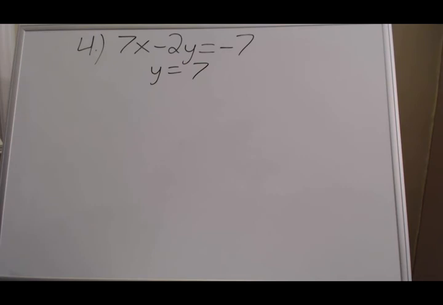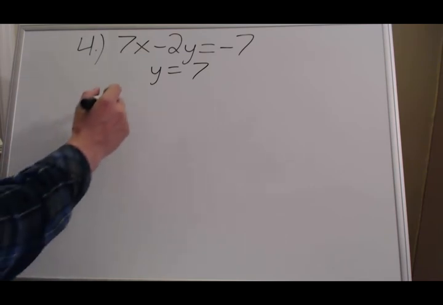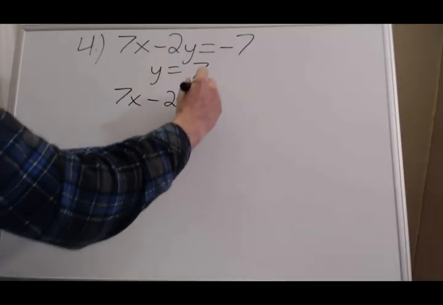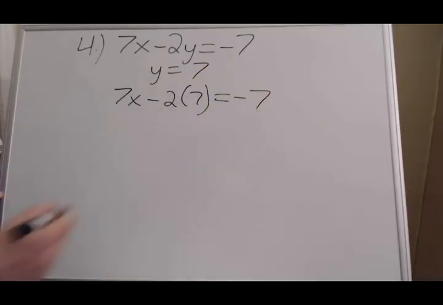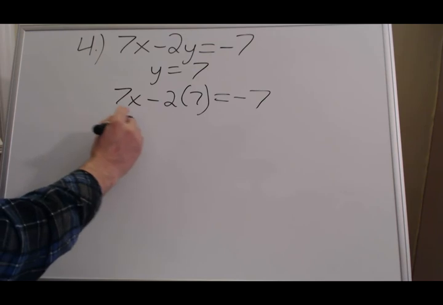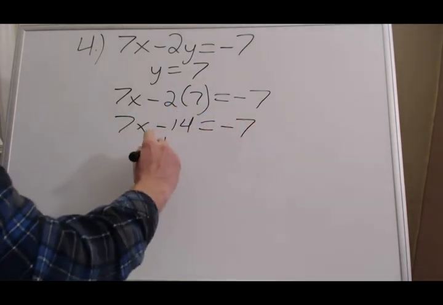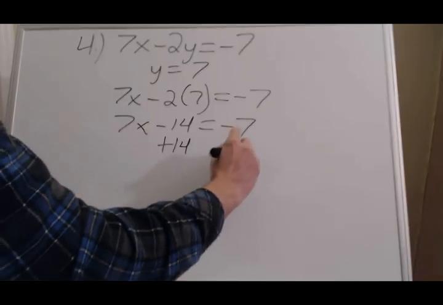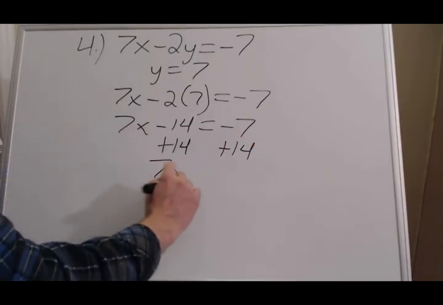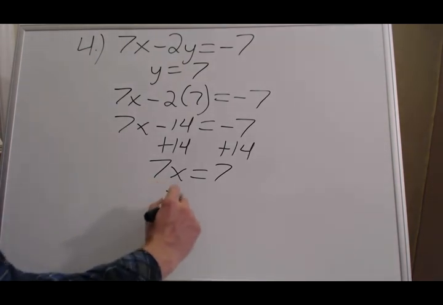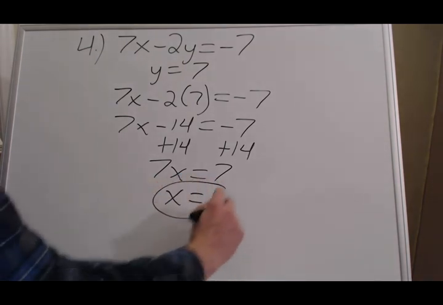For number 4, we begin again with the second equation. Y is already solved. So we plug in that 7 into the other equation where there used to be a y. We multiply 2 times 7, and it becomes 7x minus 14 is equal to negative 7. We would add 14 to both sides to cancel that out. We get 7x is equal to 7. When you divide both sides by 7, you get x equals 1.